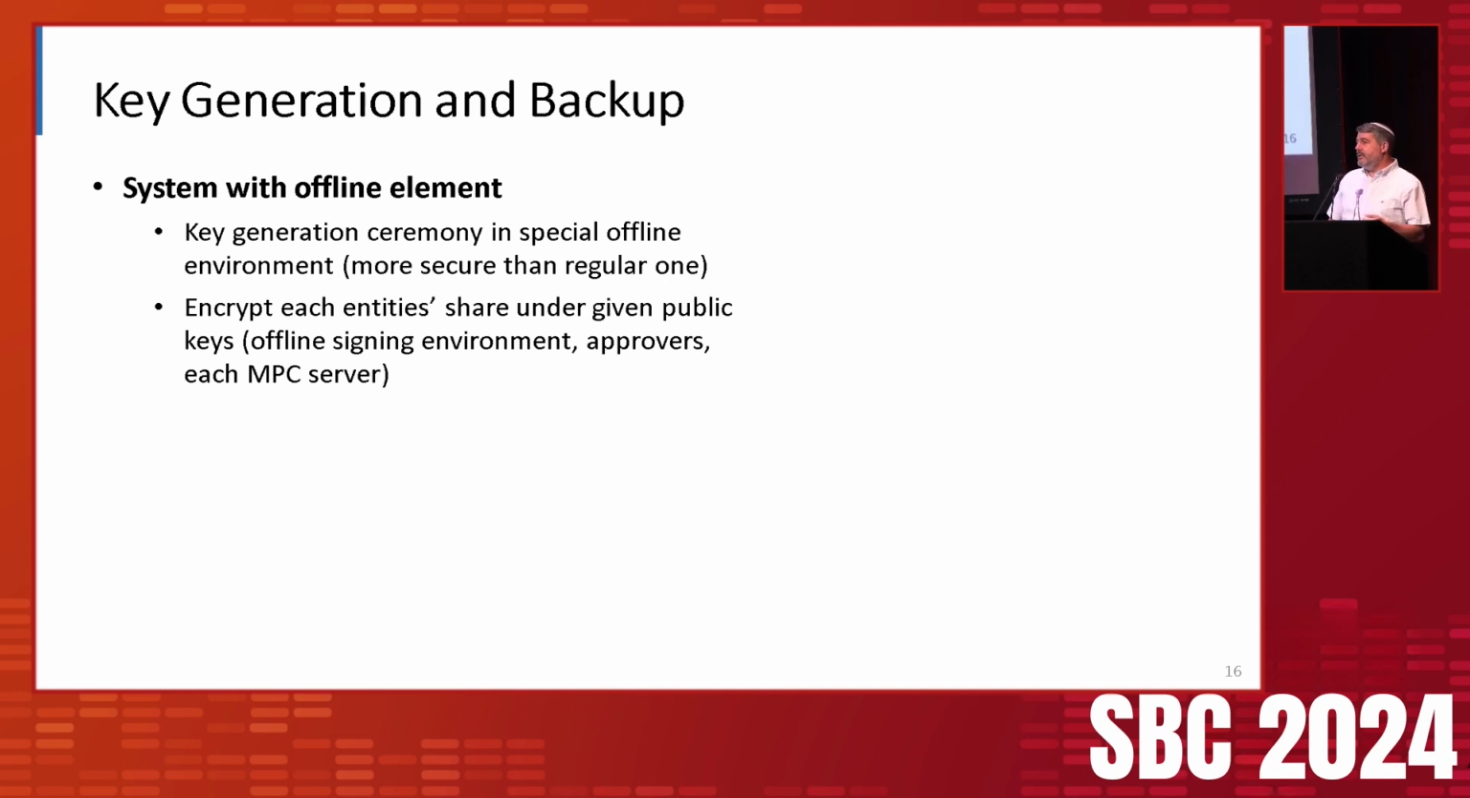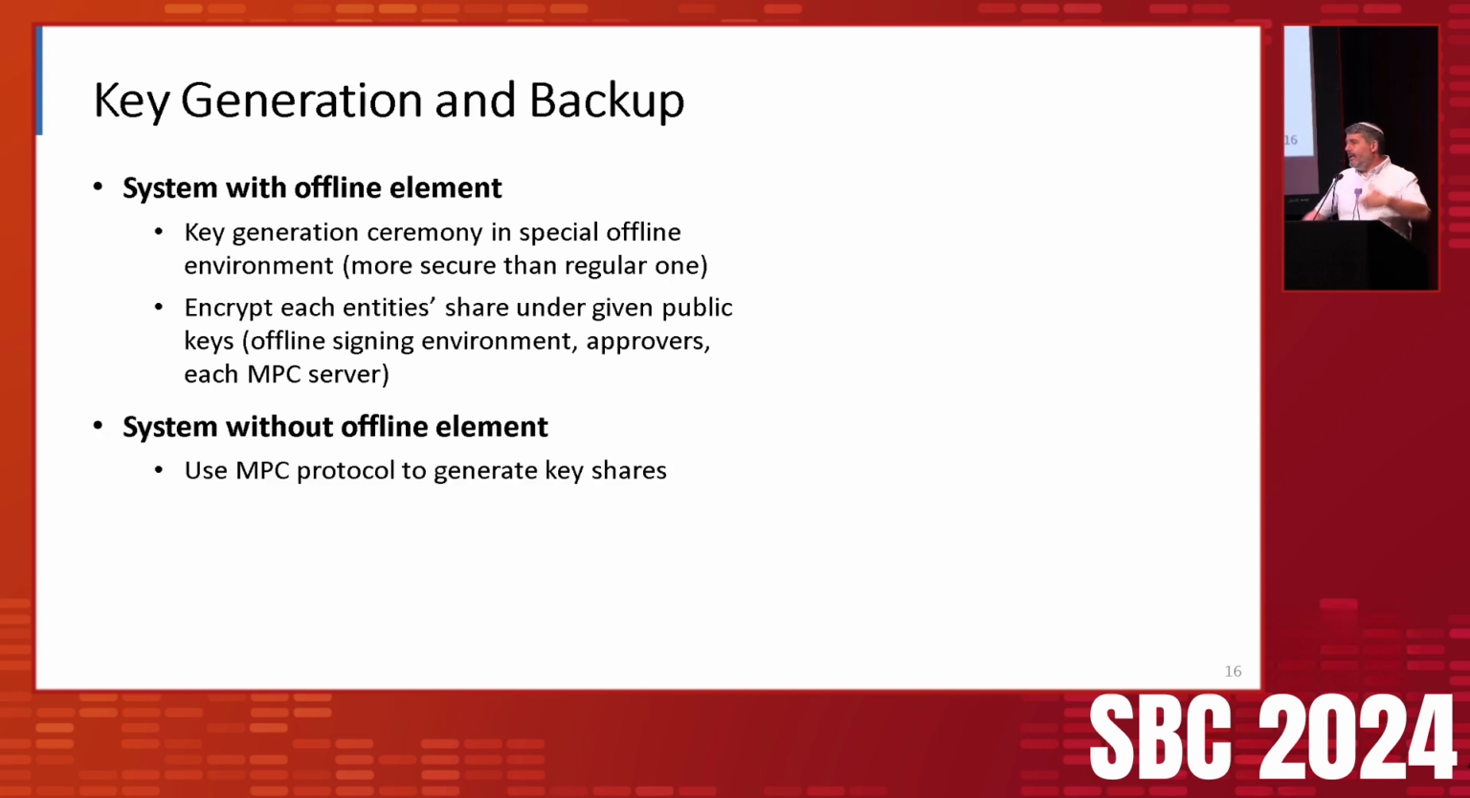The keys are then shared and encrypted under each recipient's key. So the offline environment has 1 key share. The human approver share will be encrypted under their threshold encryption key. And each MPC server has its own public key, and each of their shares will be encrypted under their own public key. And then that will be exported from that offline environment.